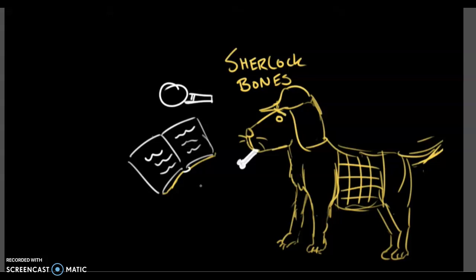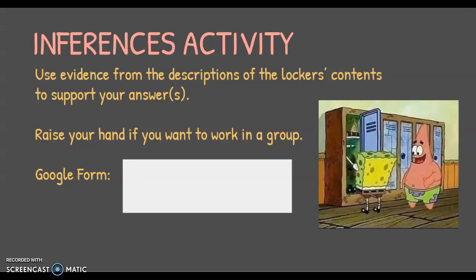So I'm going to post a link for you guys to watch this Khan Academy video that goes into a few other examples. And then I'm also going to post this inference activity. So basically what you guys are going to do is look at the information about what's in each locker, and you'll see that when I post that. And you're going to make an inference about the different characters that own those lockers.